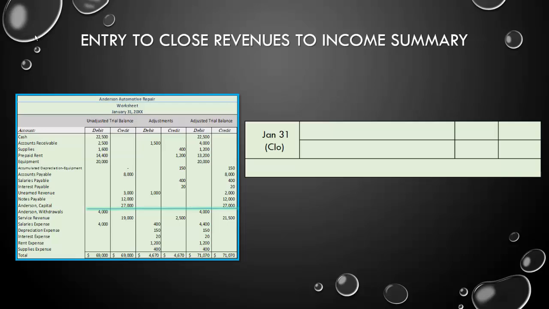Well, we're going to start with the date and denote that it's a closing entry. And just like we did in our T account a second ago, we know we're going to debit service revenue for the full balance of this account, which was $21,500. What other account is going to get used? That is that income summary transitional account. And because we need a debit and a credit and we need to have them equal, we're going to credit income summary for $21,500 as we close January's revenues.